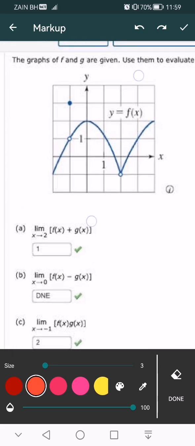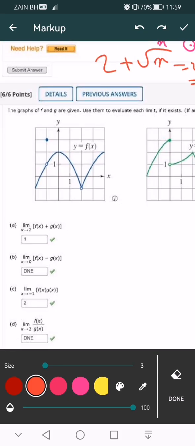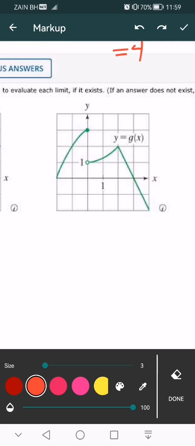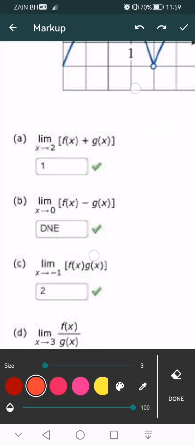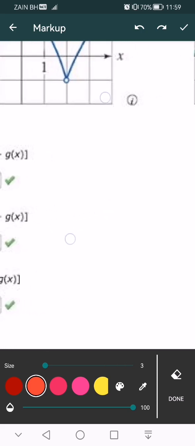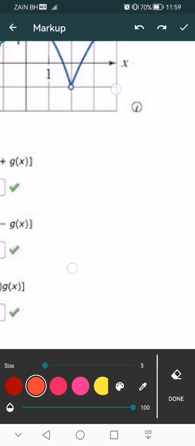Okay, here a graph is given. The graph of f and g is given, so this one is the f of x graph, and this one is the g of x graph. So I have two graphs, no problem. Now the question says the limit as x goes to 2 of f of x plus g of x. What I have to do, in this case, I will explain once only how to deal with this question.